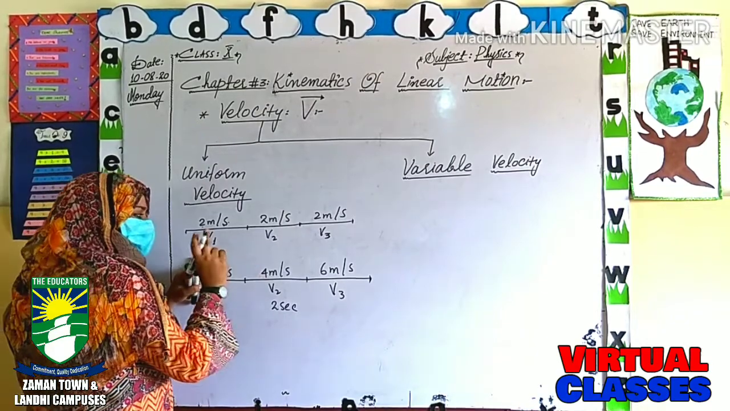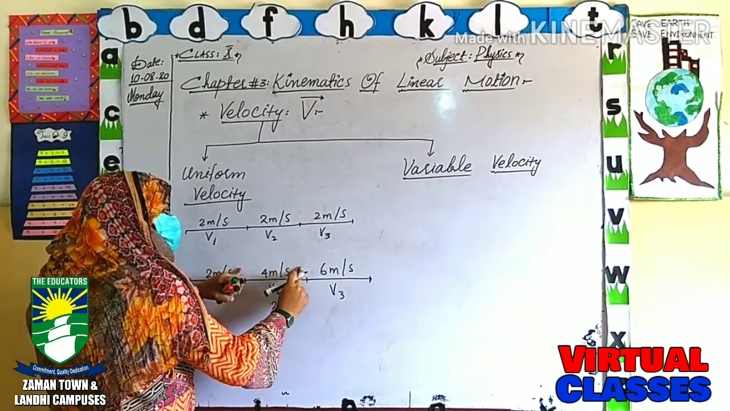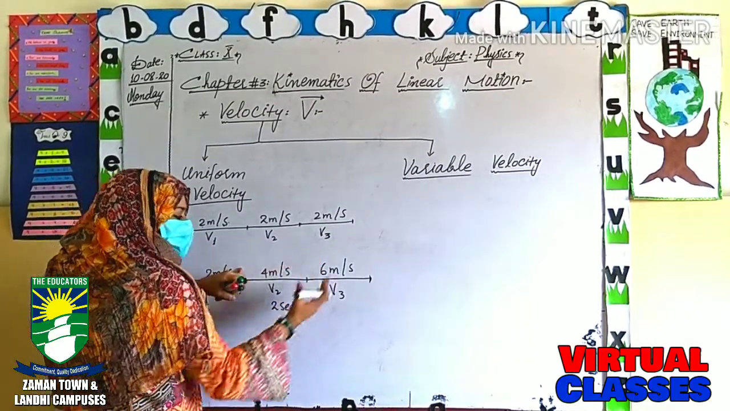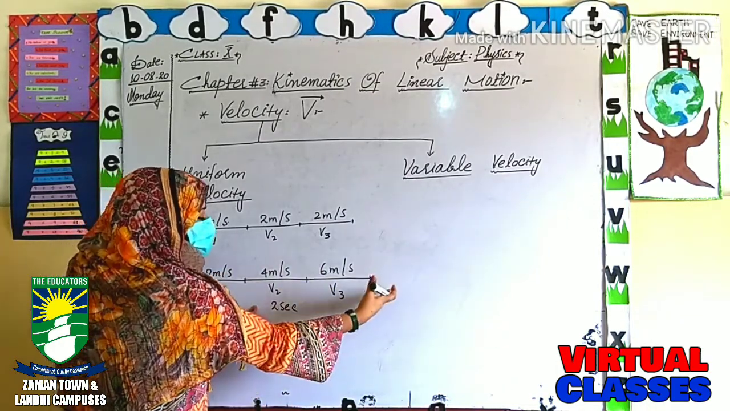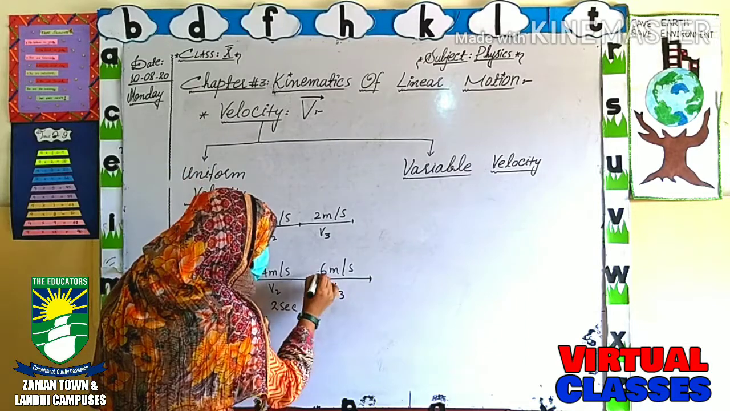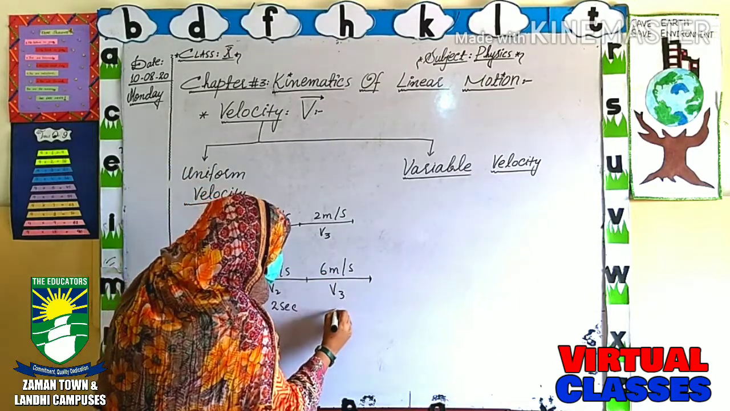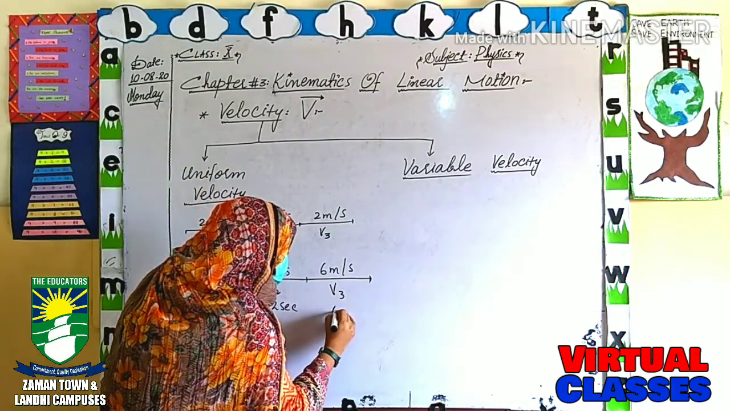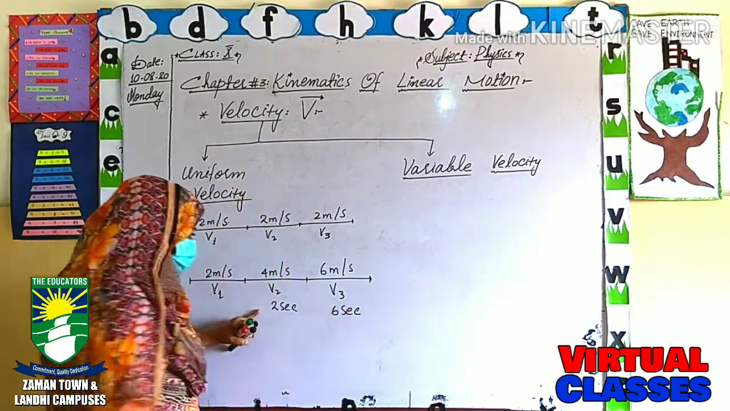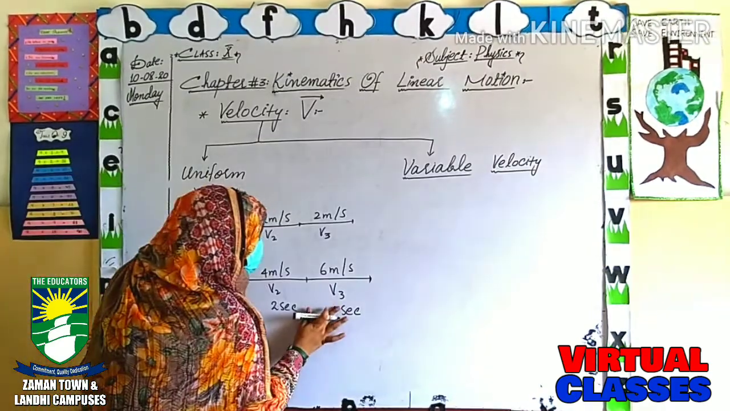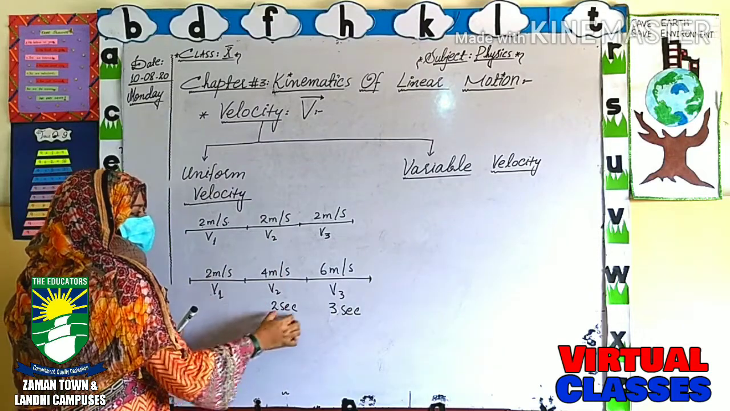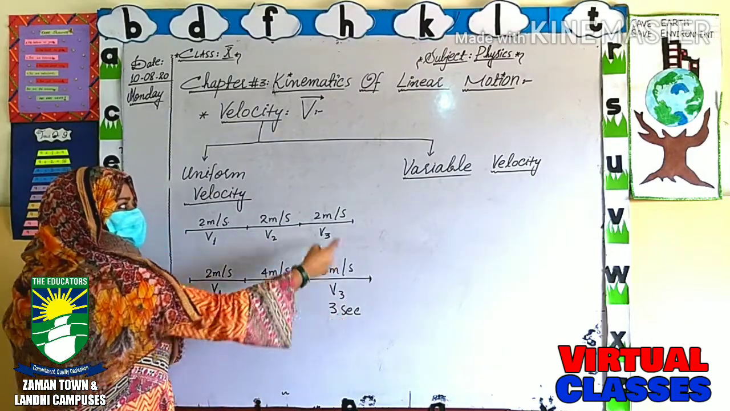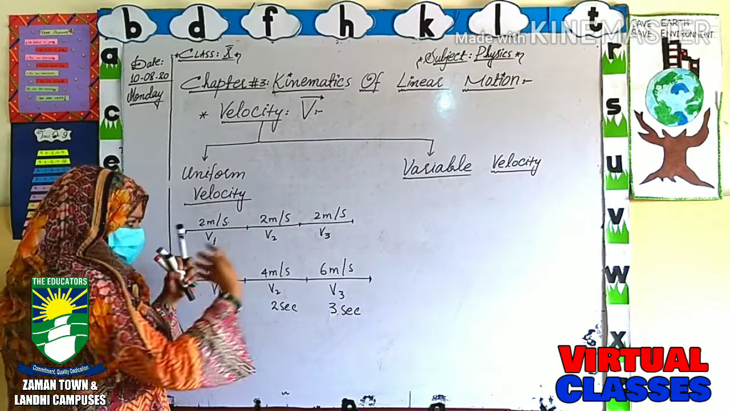The body took 1 second to cover 2 meter distance, and to cover 4 meter distance, obviously some time will also be consumed. That is 2 seconds. While in case of v3, it will be 6 meter, so there will be 3 seconds. If I divide 4 by 2 and 6 by 3, my answer will be 2 meter per second. How is it?